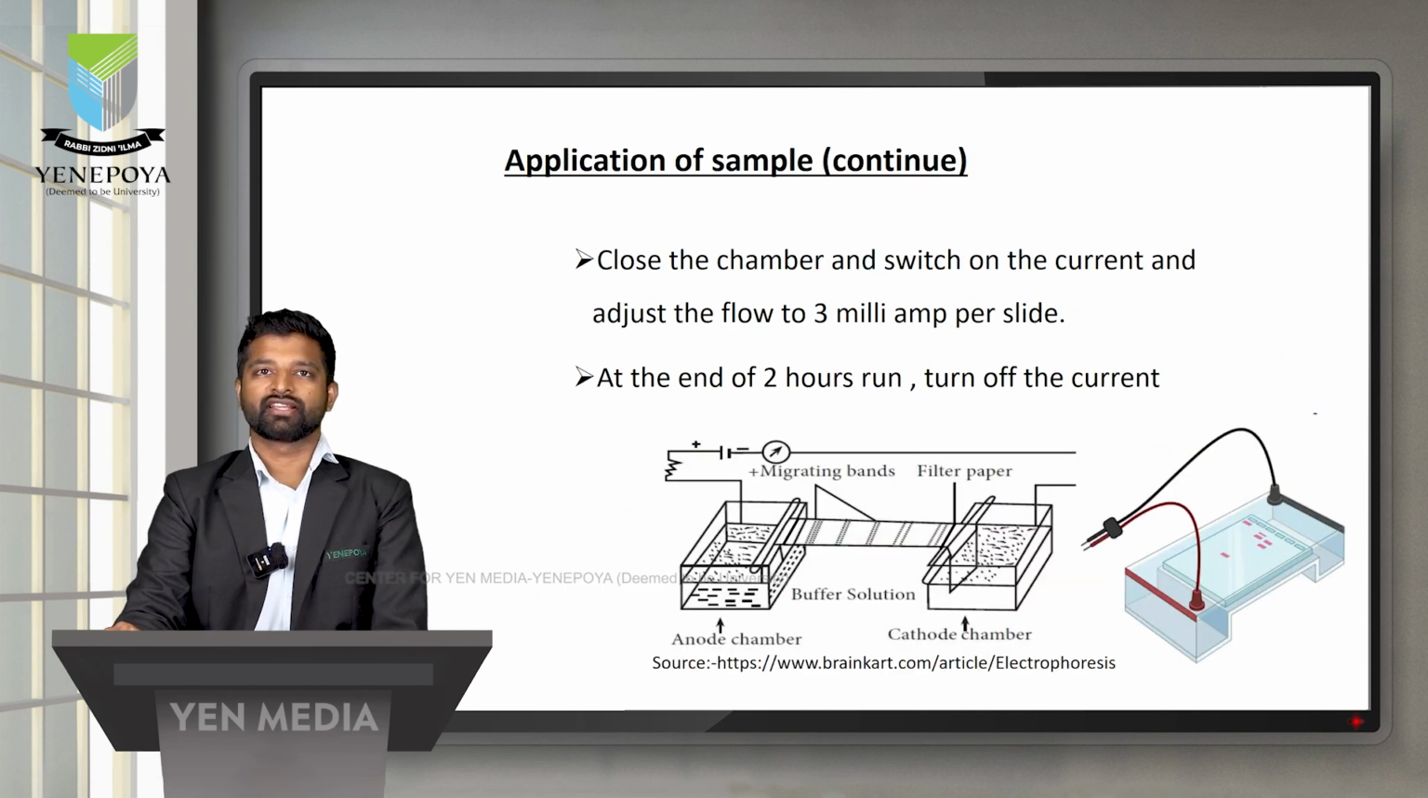Once the slide and wicks are connected, we should close the chamber, switch on the current and adjust the flow of current to 3 milliamps per slide. If we are taking 2 slides, we should keep it at 6 milliamps. If we are using 3 slides, we should keep it at 9 milliamps. At the end of 2 hours, turn off the current.